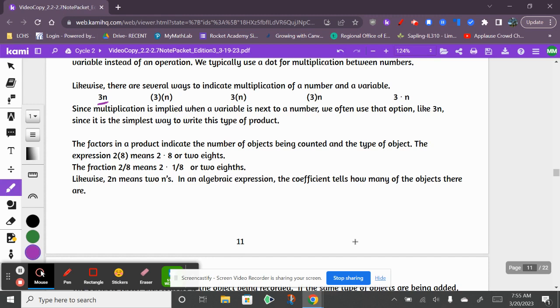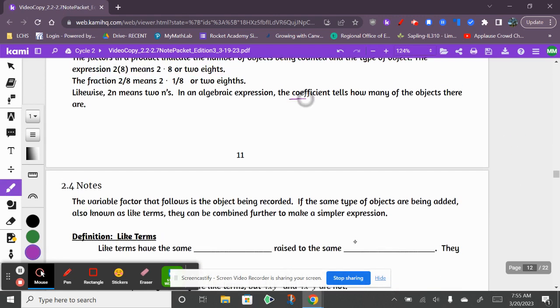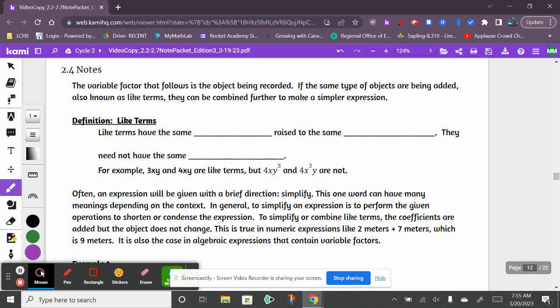In an algebraic expression, the coefficient tells us how many of the objects there are. Remember that the coefficient is the number in front. So if we were to look at 2n, the coefficient would be 2. The variable factor that follows is the object being recorded.